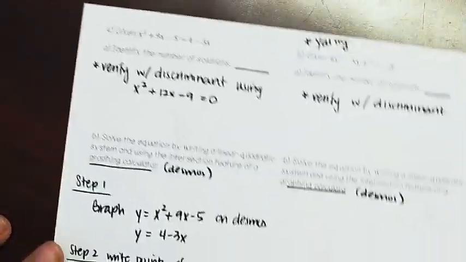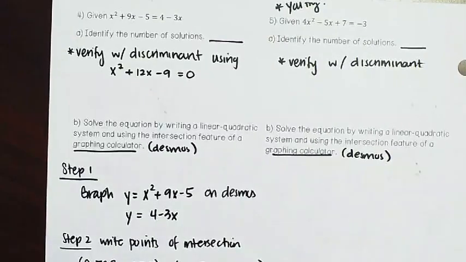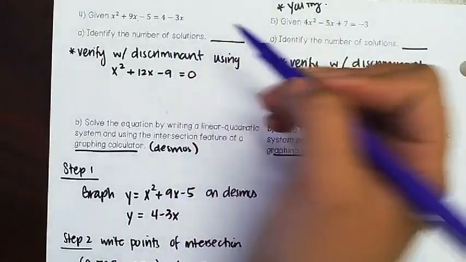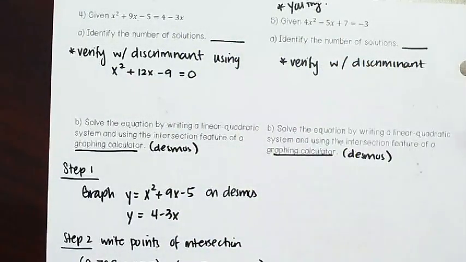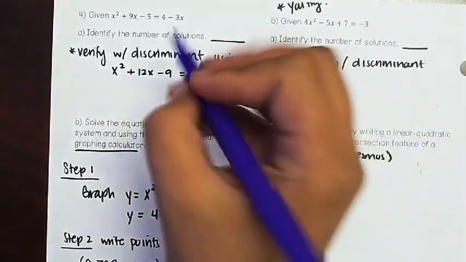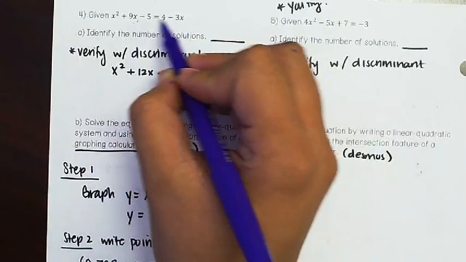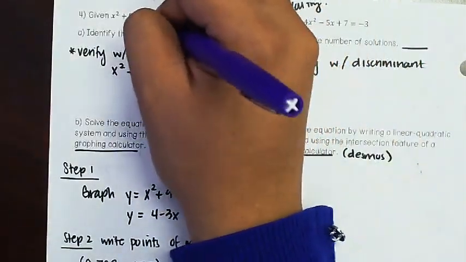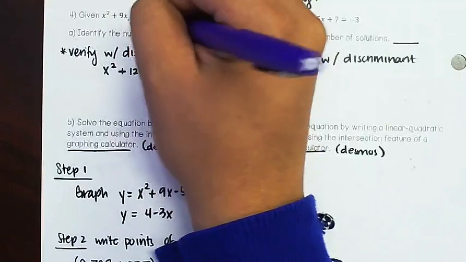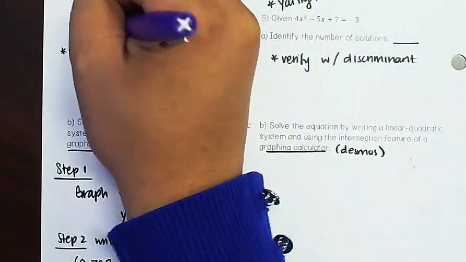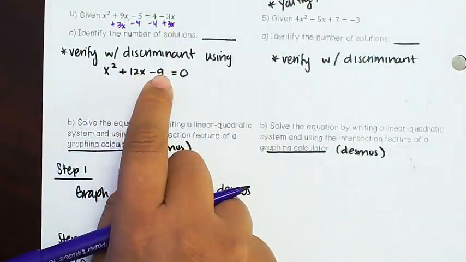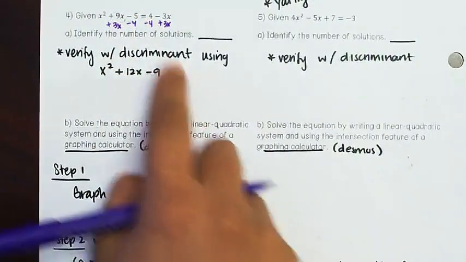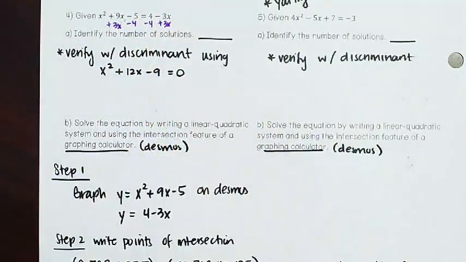Okay, the back is really, really important, because whenever we're solving, you can know what type of solutions we're going to have just by using the discriminant. So before we actually use the discriminant, you need a, b, and c, which means you have to set it equal to 0. So here I subtracted 4 on both sides and I added 3x on both sides. And then I wrote x squared plus 12x minus 9 equals 0, because that's what you get. Don't forget to put equals 0. Don't forget to keep everything where it's supposed to be.